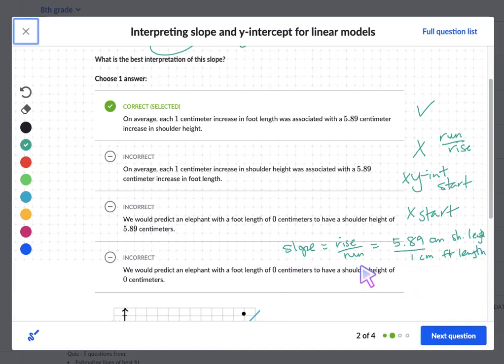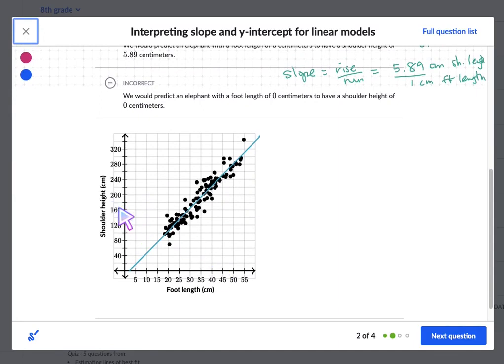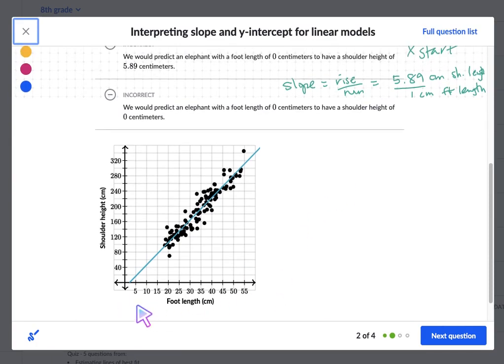So again, for slope, you got to get the rise and the run correct. You can look on your scatter plot. Rise is the y-axis because it's going up and down. Run is the x-axis going left to right. And then anything talking about zeros is the starting point, so that's going to be your y-intercept. Let me know if you have any other questions as you work on these problems, and I'll see you in class.